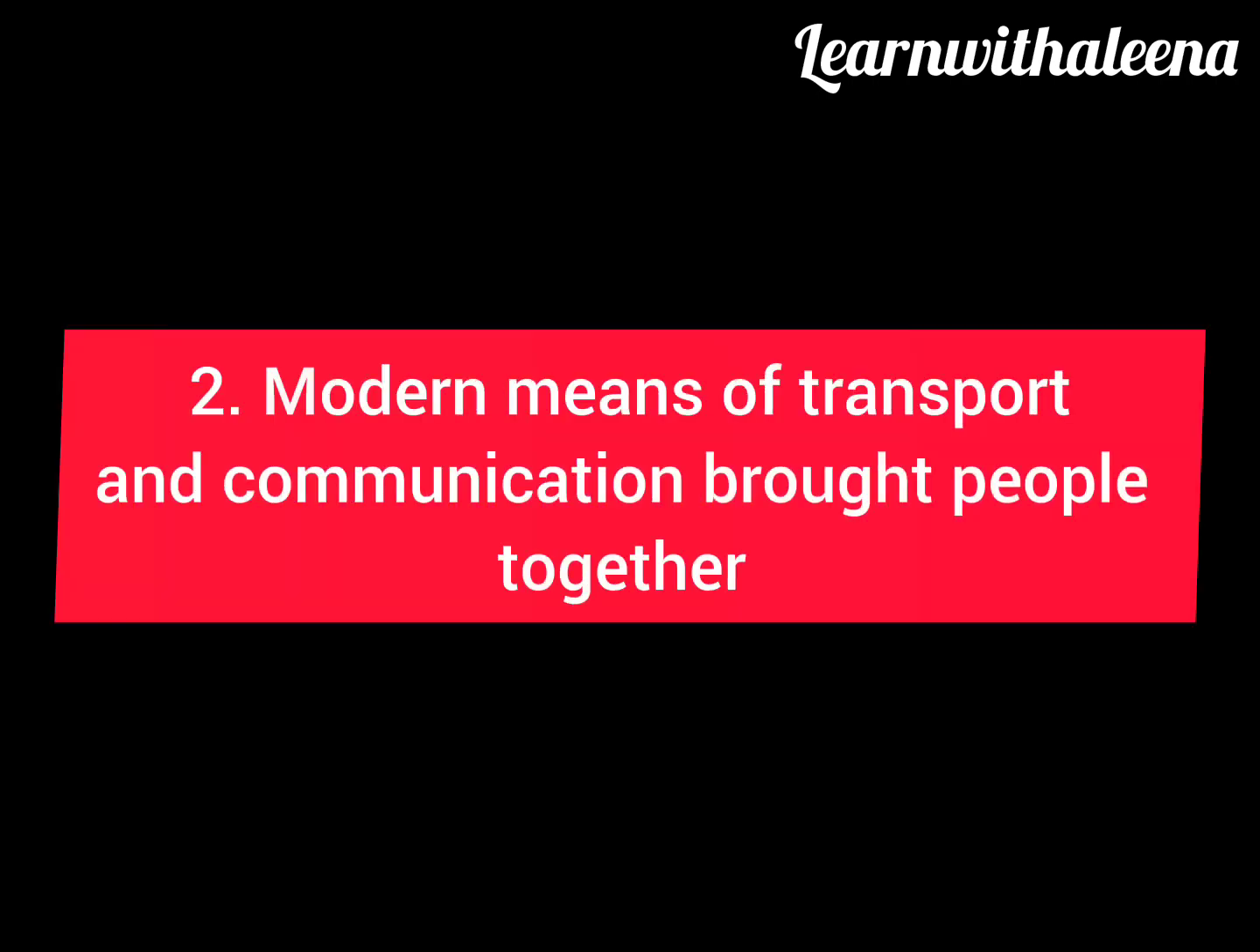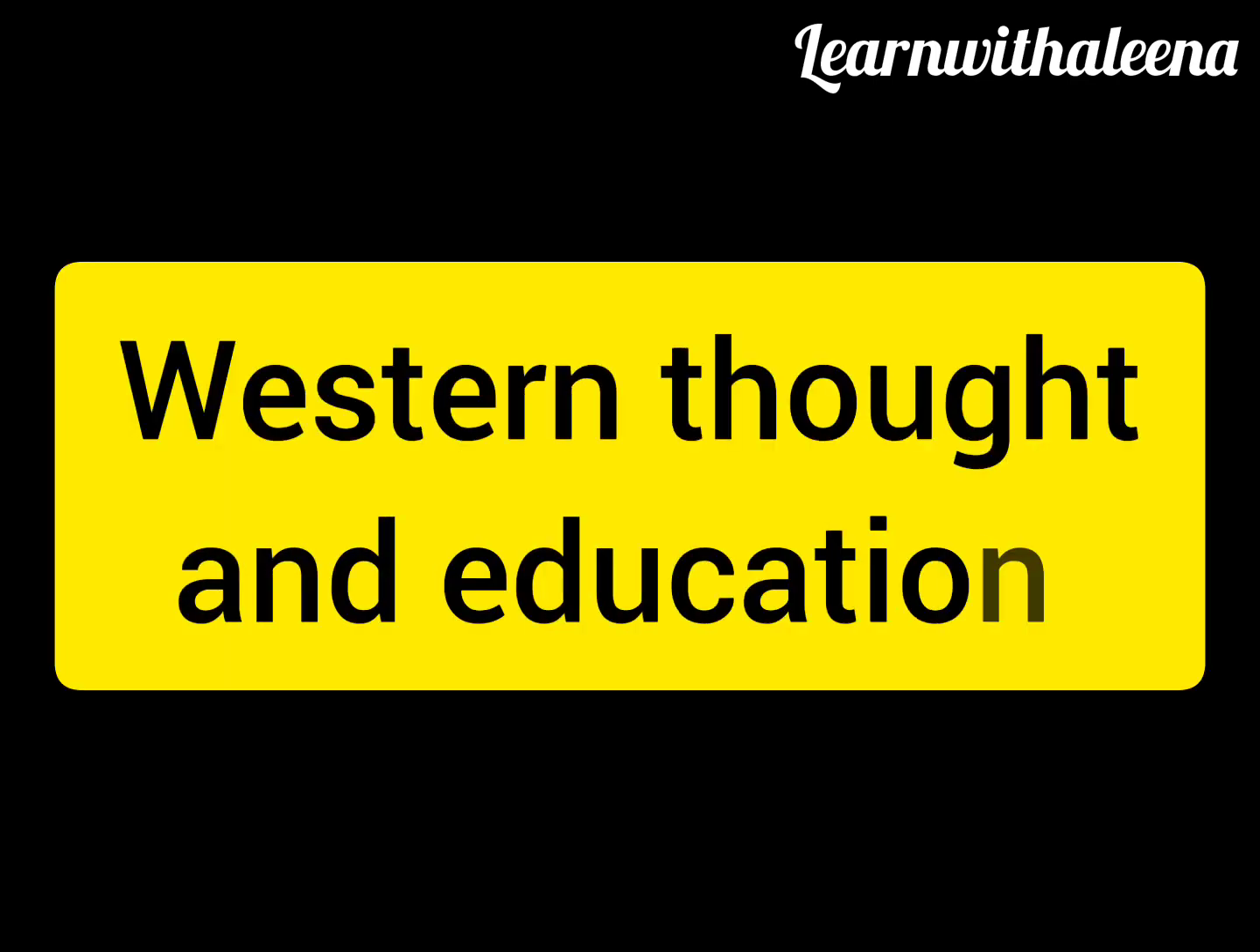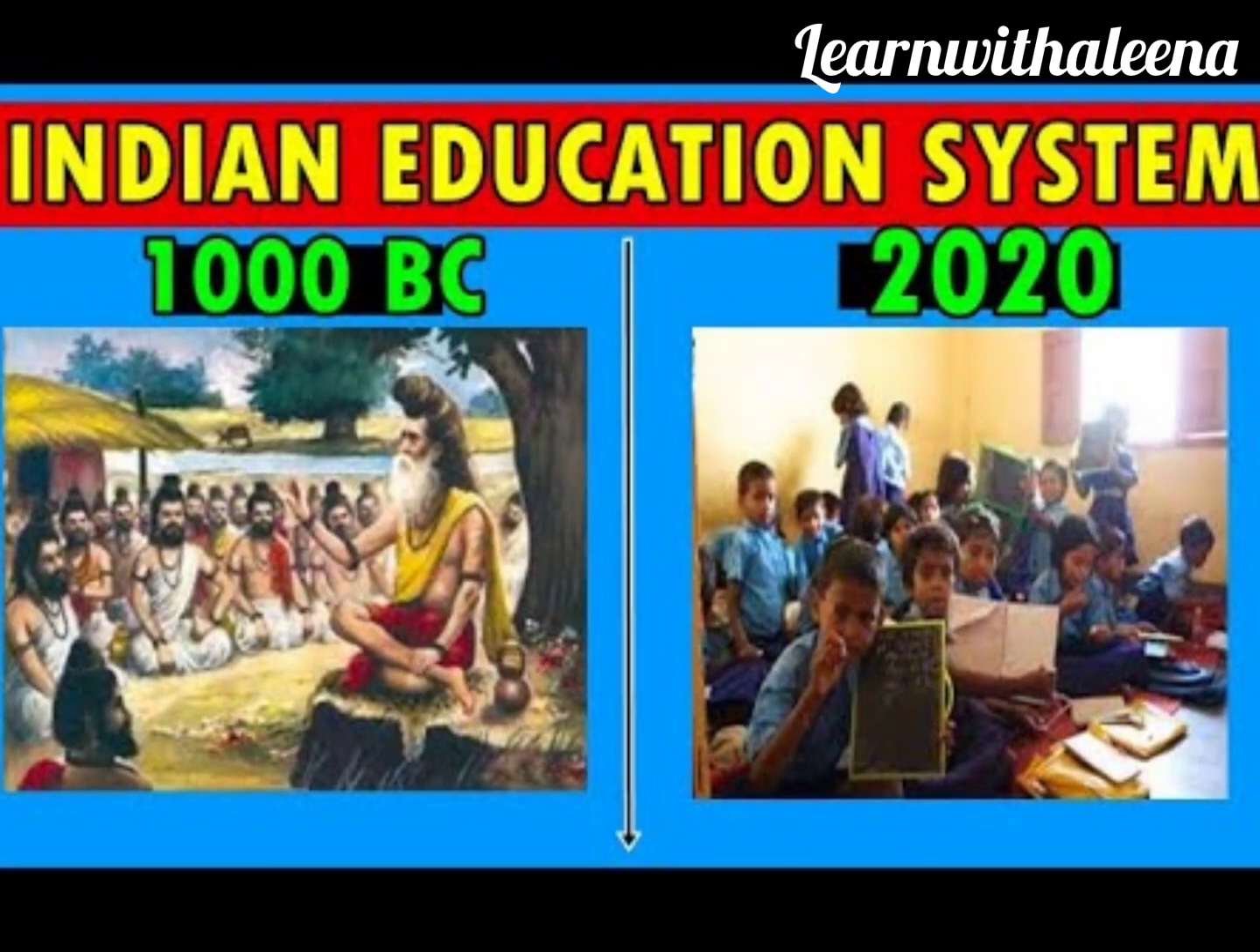Second, modern means of transport and communication brought people, especially the leaders from different regions, together. This was important for the exchange of political ideas and for mobilization and organization of public opinion on political and economic issues. Western thought and education. The introduction of a modern system of education afforded opportunities for assimilation of modern Western ideas. The liberal and radical thought of European writers like Milton, John Stuart Mill, Rousseau, Voltaire helped many Indians imbibe modern rational, secular, democratic, and nationalist ideas.